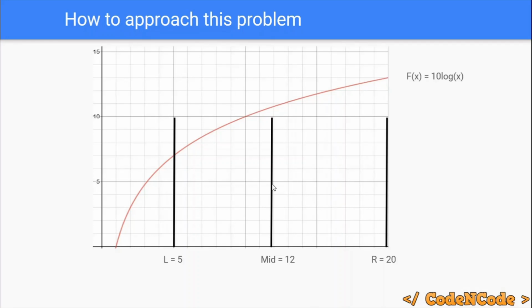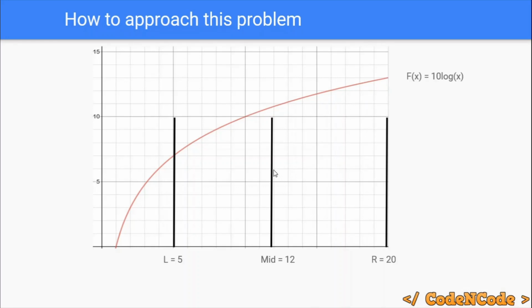Now what is the condition for mid to be our solution? If mid is our solution, then f of mid should be greater than or equal to k, of course, since we need to find the smallest x such that f of x is greater than or equal to k, which is 10 in this case. And since f of x is strictly increasing, if x naught is the smallest x such that f of x is greater than or equal to k, then any number above it, x naught plus 1, x naught plus 2, x naught plus 3 till infinity, will be greater than or equal to k as well.